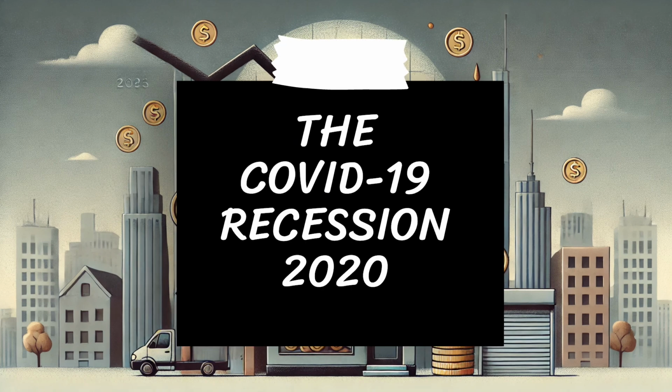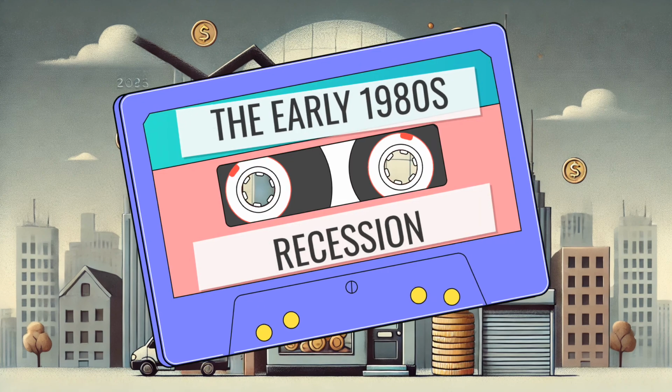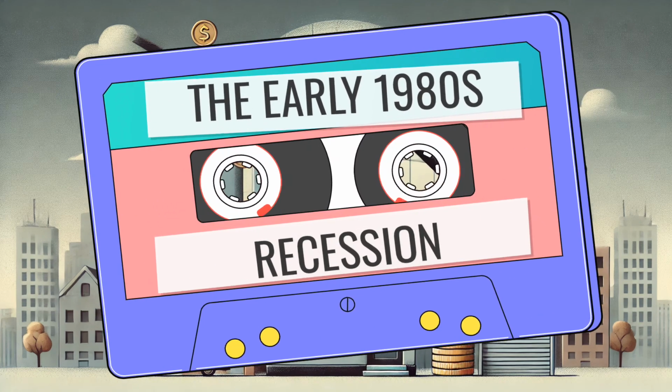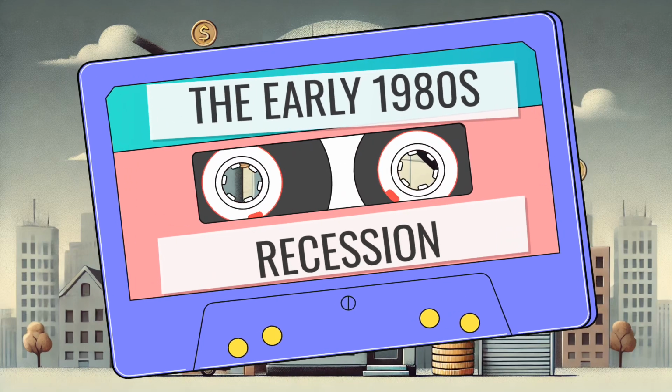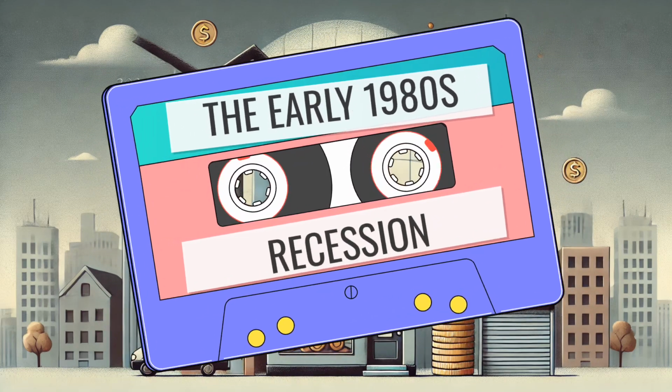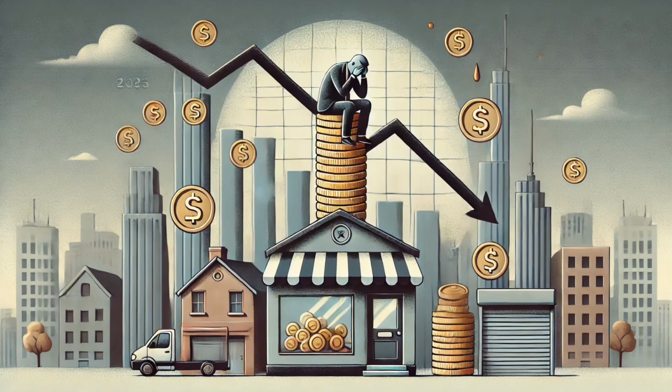The COVID-19 recession, 2020. A unique pandemic-driven recession saw a rapid decline in economic activity due to lockdowns, reduced consumer spending, and disrupted global supply chains. Aggressive fiscal and monetary responses prevented a prolonged downturn. The early 1980s recession. High inflation and tight monetary policy by the Federal Reserve to combat inflation led to a sharp economic contraction. Some economists also point to trouble with OPEC as a factor.